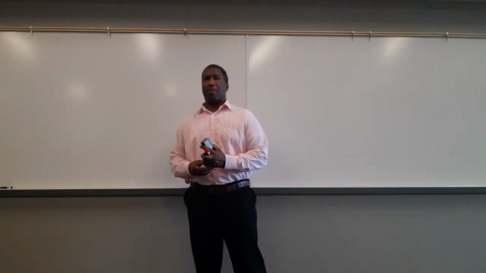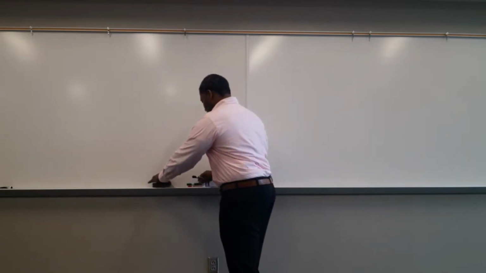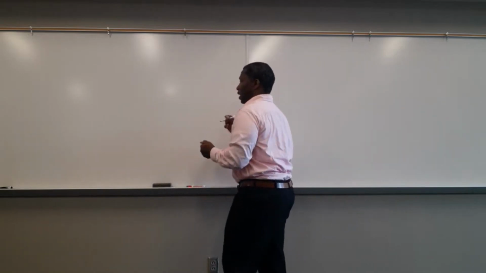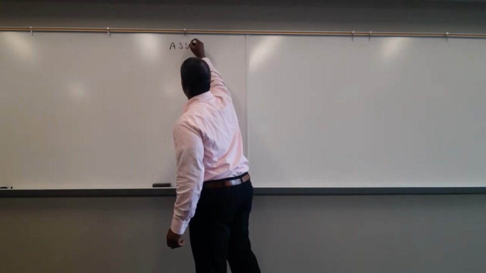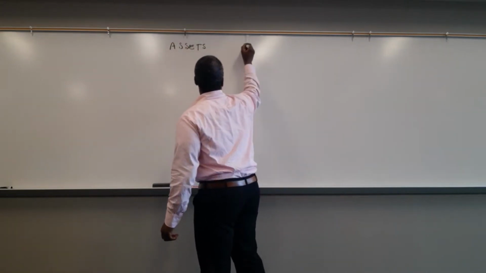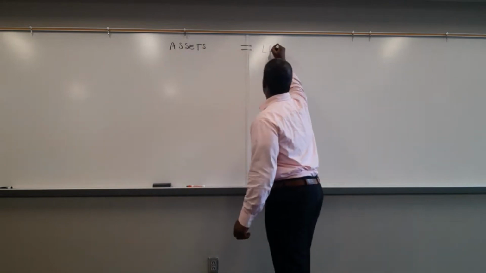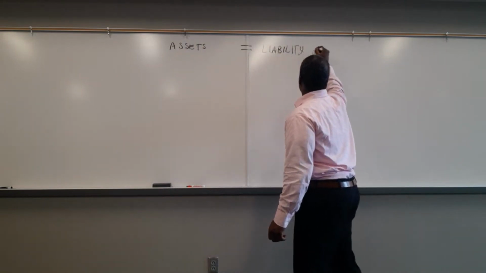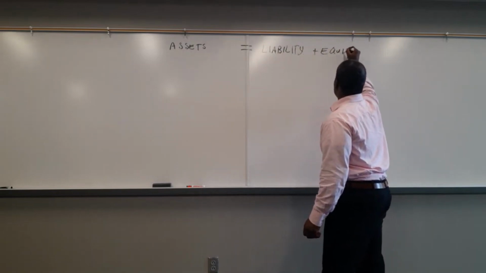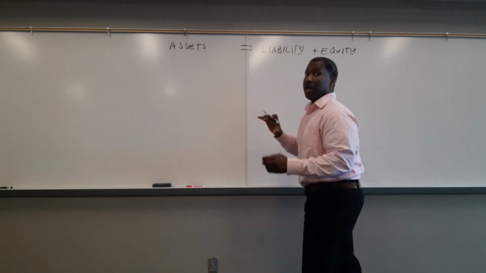We really begin talking about property, plant, and equipment, okay? First of all, we want to make sure we understand where all of this fits. We have our balance sheet, which is, of course, assets equals liabilities plus equity. We can't get away from this because this is where everything goes.